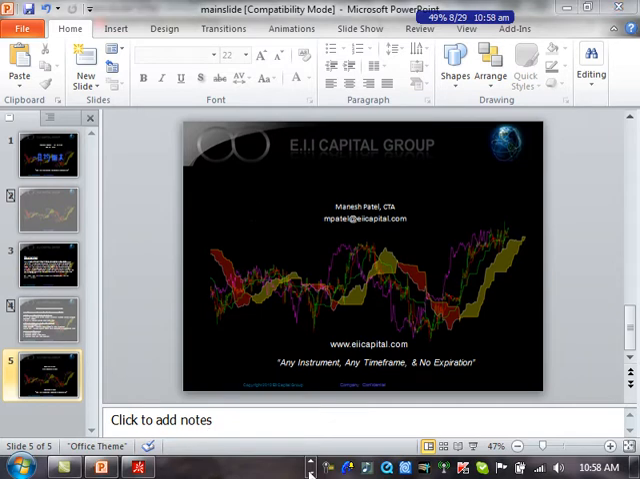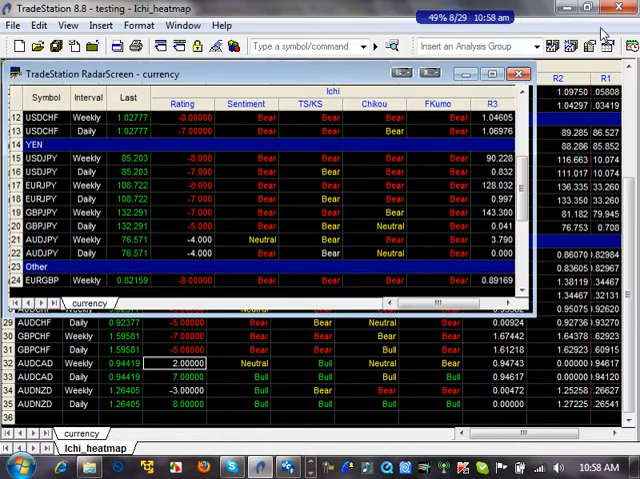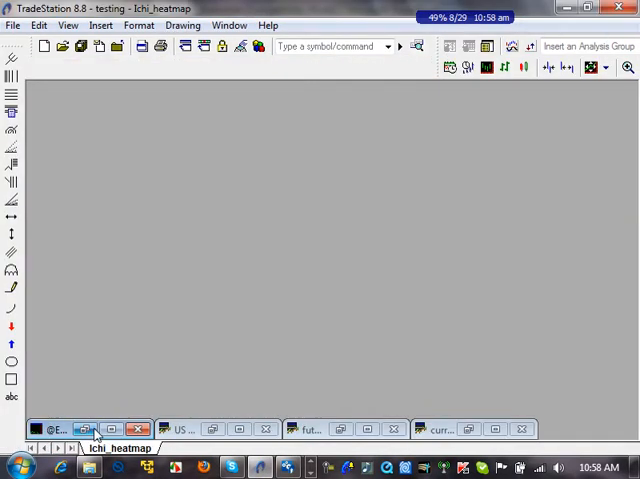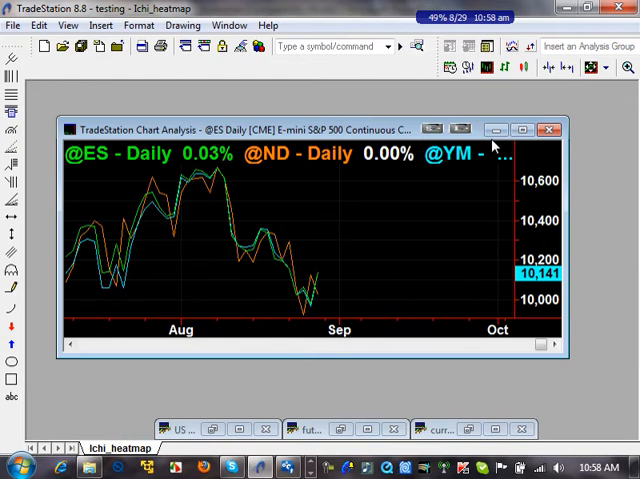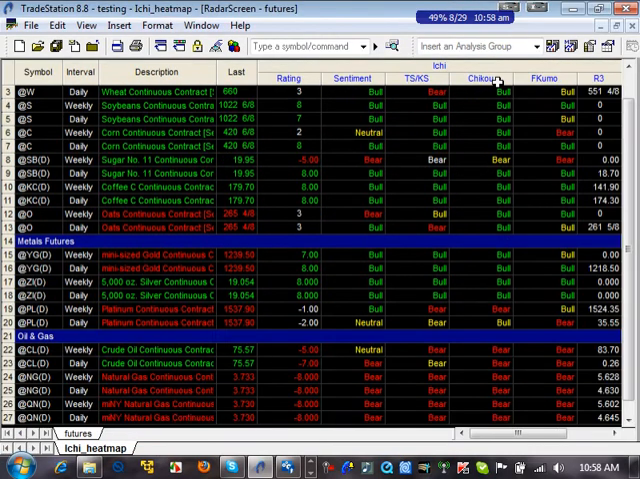Okay, so we're going to begin. We're going to do things a little different now, because we've got an Ichimoku heat map available, and we're going to show you that right here. What we're looking for is this rating system: 5, 6, 7, 8 is bullish, where 8 is the most bullish, and on the bearish side it's -5, -6, -7, -8.